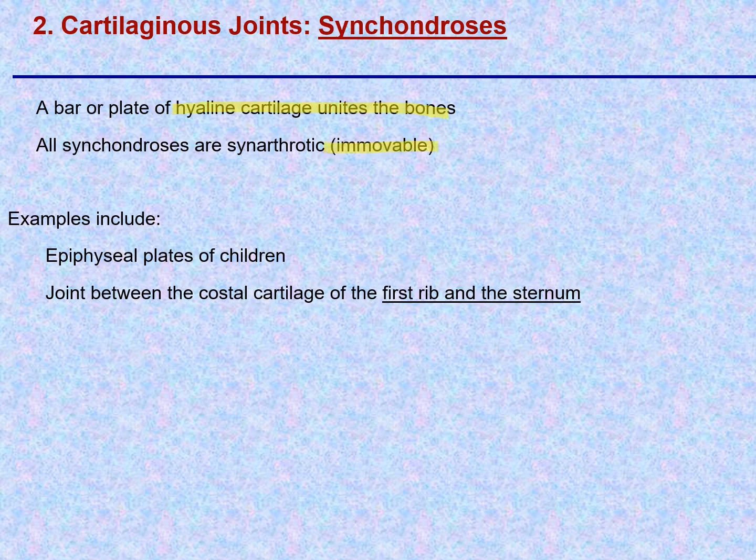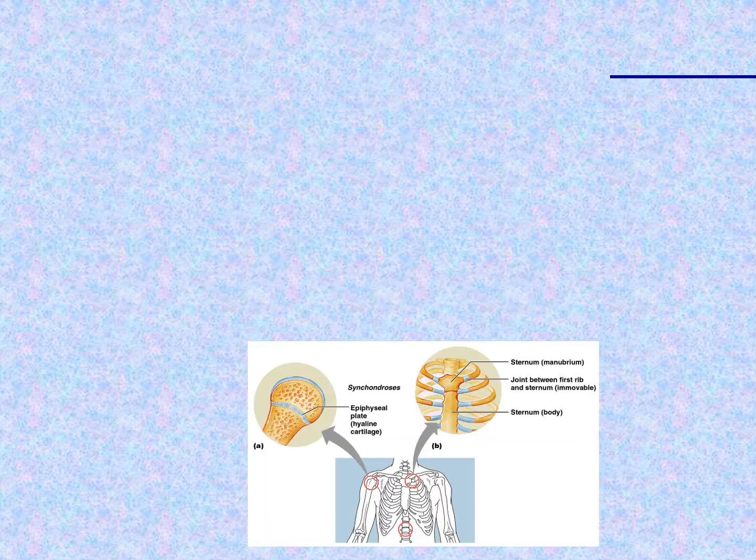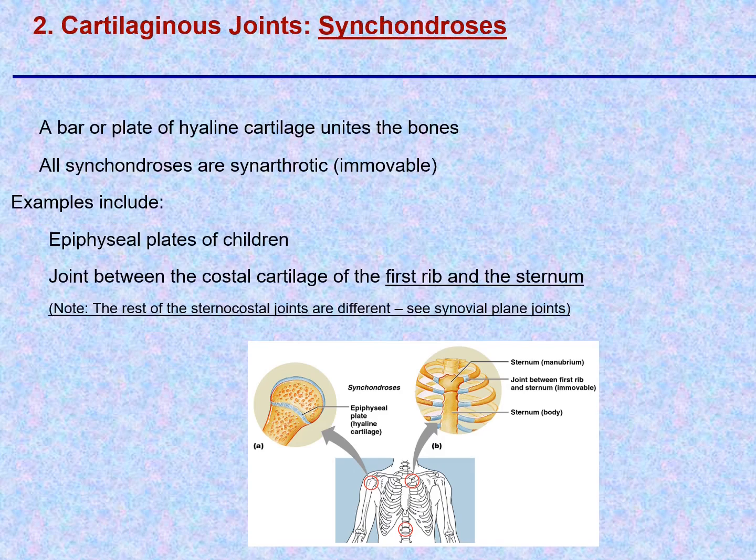They're all immovable, all of these. The typical example would be the epiphyseal plate that's found in the long bones of children. But also the joint between the first rib and the sternum is a synchondrosis, an example of a bar or plate of hyaline cartilage joining bone to bone. Here you see an example. There are two examples of synchondroses, a type of cartilaginous joint.